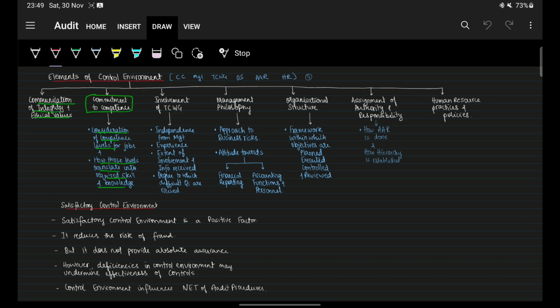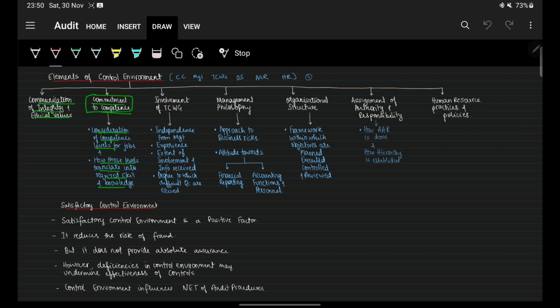Okay, considering competence levels. So commitment to competence. The first one is communication of integrity and ethical values, the second one is commitment to competence. In this commitment to competence, we saw that we have to consider competence levels for jobs and how those levels translate into the skills that are required. Basically, they're talking about hiring based on competence, not based on related party or some kind of favoritism, right?